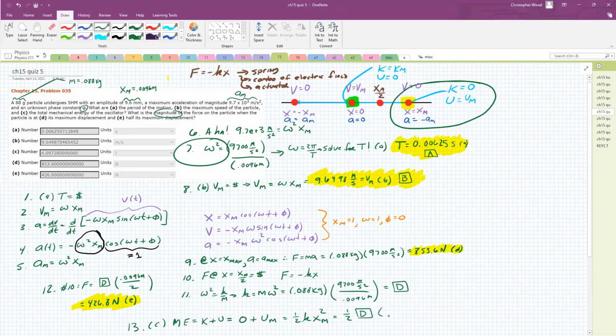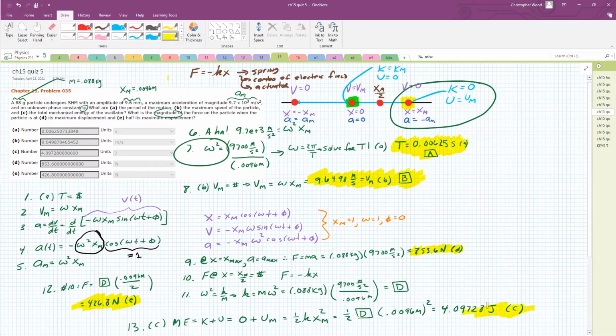1/2 k x_m squared, 0.0096 meters squared. So I'm going to do 0.5 times memory D times 0.0096 squared, or 4.09 and some change joules. That's the answer to part C.